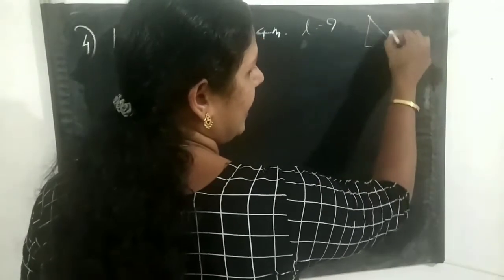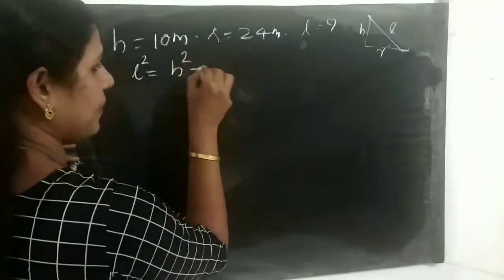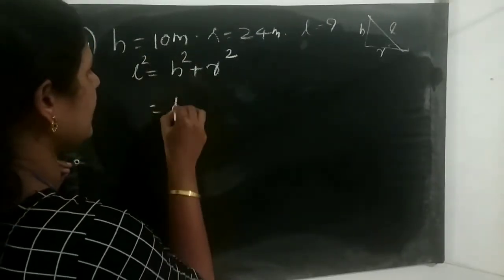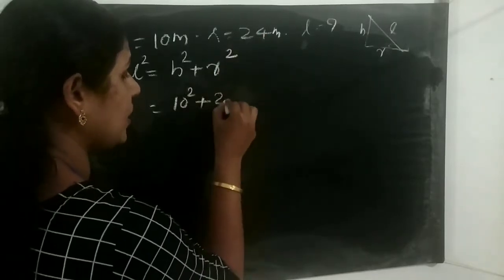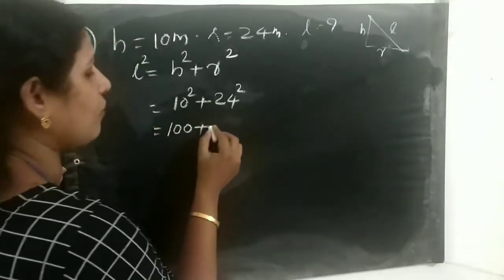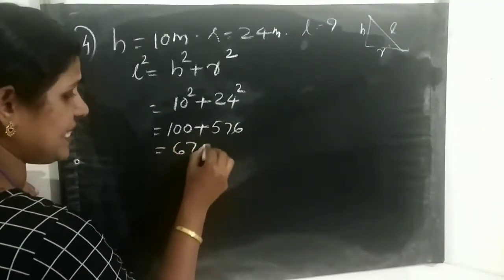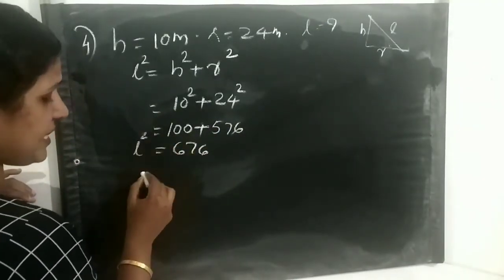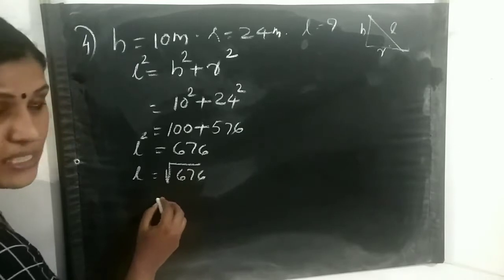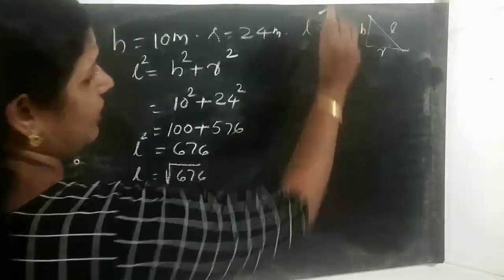What is L? L is here, from H and R. So L square equal to H square plus R square. Isn't it, children? So L square, H square is 10 square plus R square is 24 square. 10 square is 100 and 24 square is 576. So this is 676. L square equal to 676. L equal to root 676. Root of 676 is 26. So we find 26.